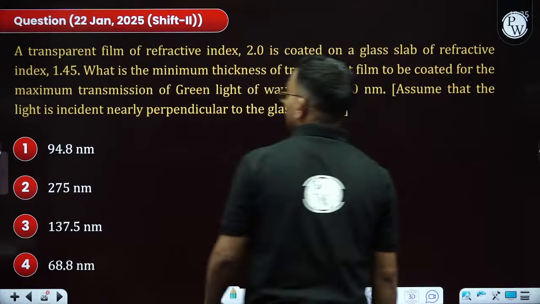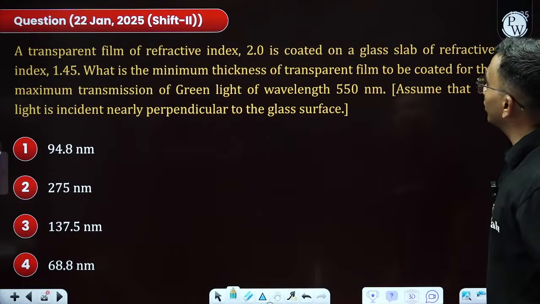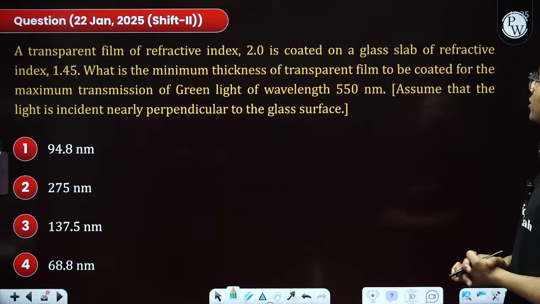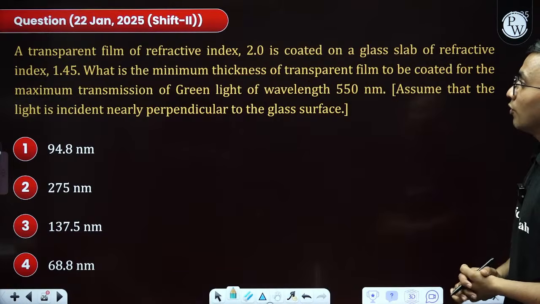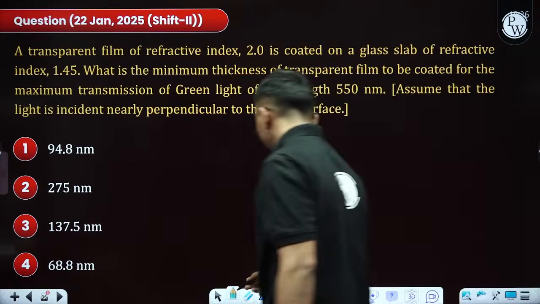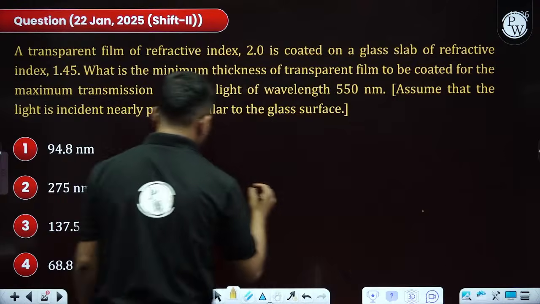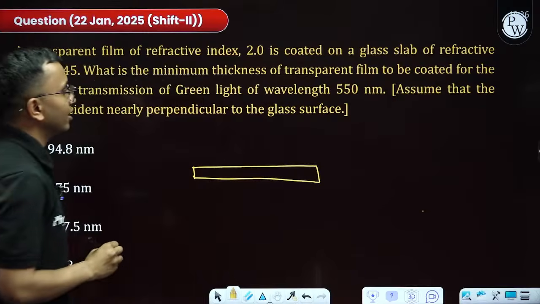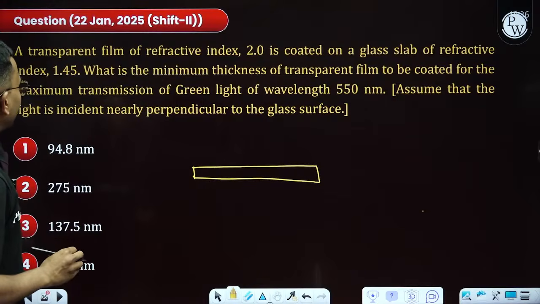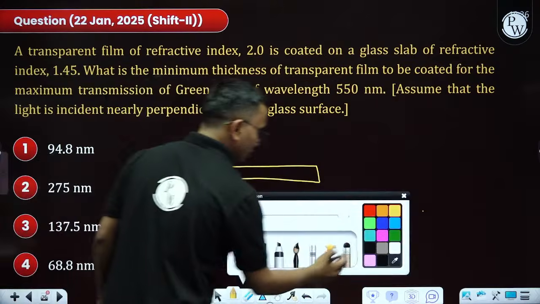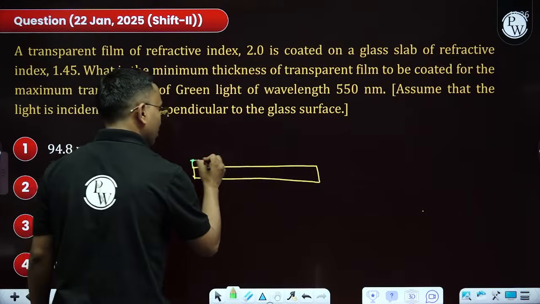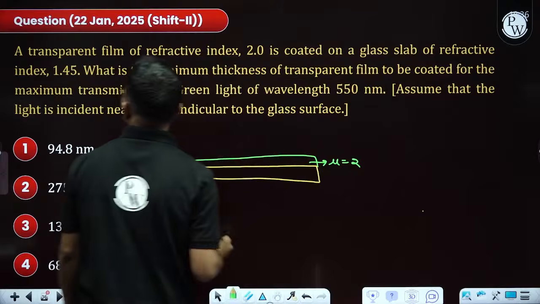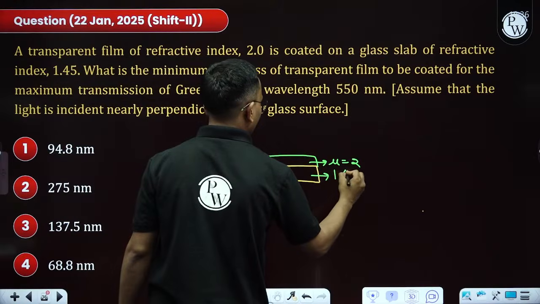Next question. A transparent film of refractive index 2 is coated on a glass slab of refractive index 1.54. What is the minimum thickness of the transparent film to be coated for the transmission of green light of wavelength this? This question is conceptually a good one. On the glass, the film is there, and the refractive index of the film is 2. The refractive index of the glass is 1.45.